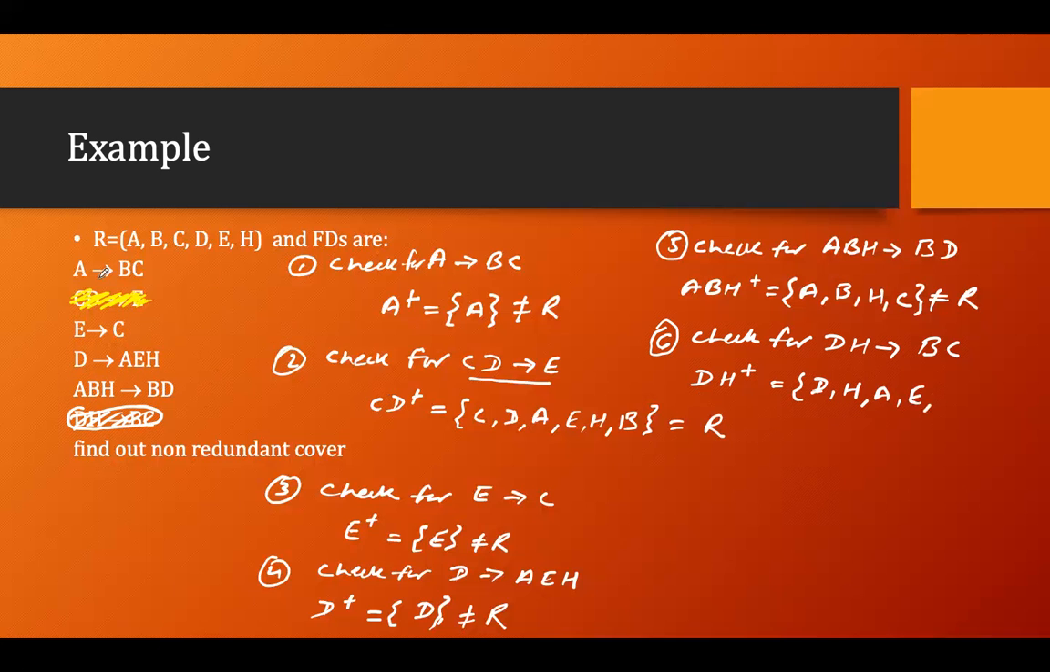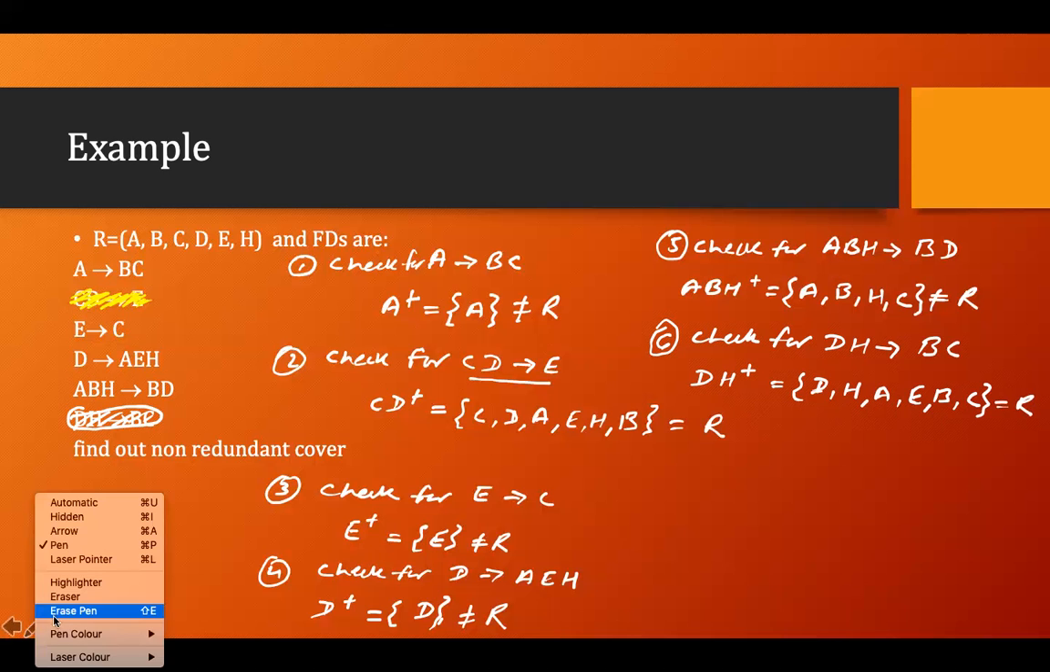Now is H determining anything? No. Is A determining anything? Yes. A is determining B and C. So B will come and C will come. So I think all are here: A, B, C, D, E, H. It is equal to R. It is equal to R means this is a redundant one. A redundant one means we have to remove it.